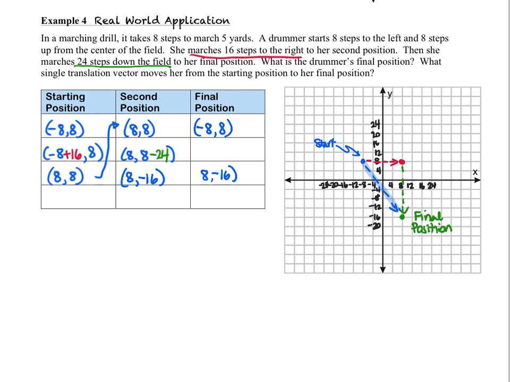And so what we're going to do is subtract, basically. So 8 minus negative 8 is going to give us 16. So we had a plus 16 in the vector. And we also had, as we go from 8 to negative 16, a minus 24 between the starting point and the ending point. So we now have not only our coordinate pair, but we also have the vector that was used to change from the initial position to the final position.